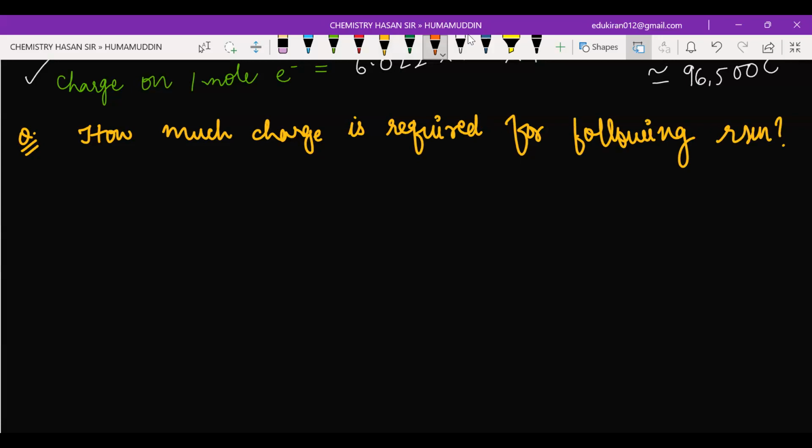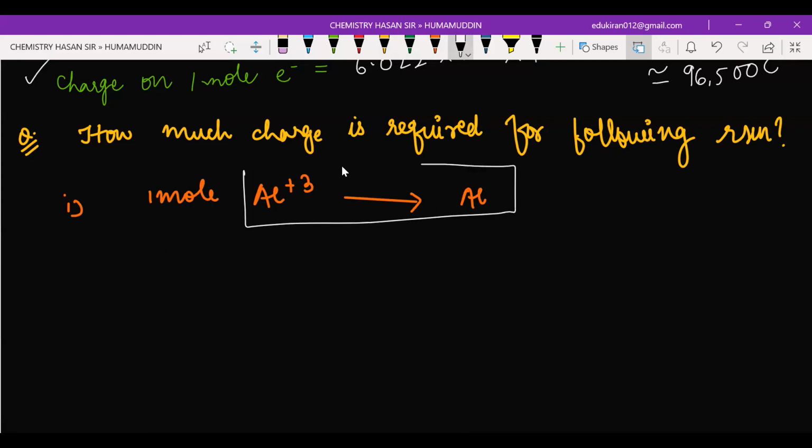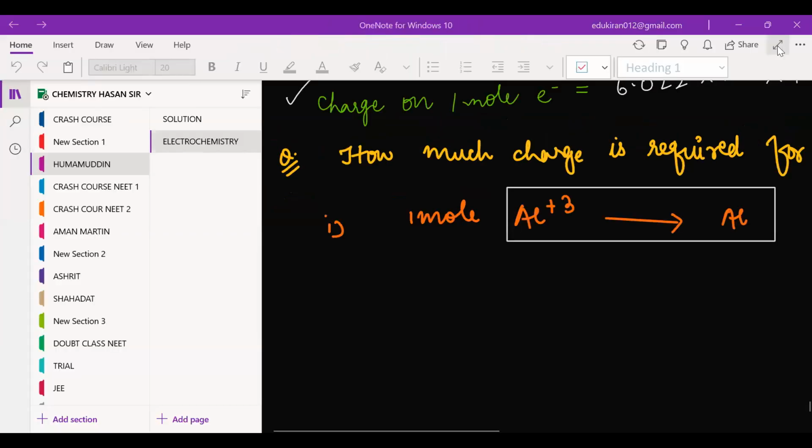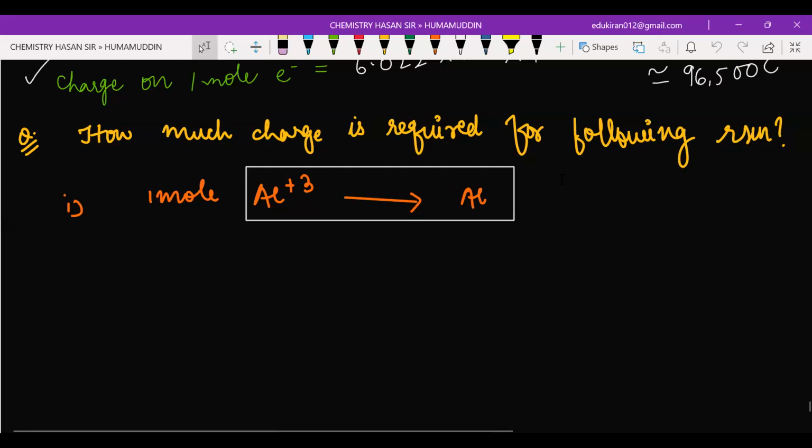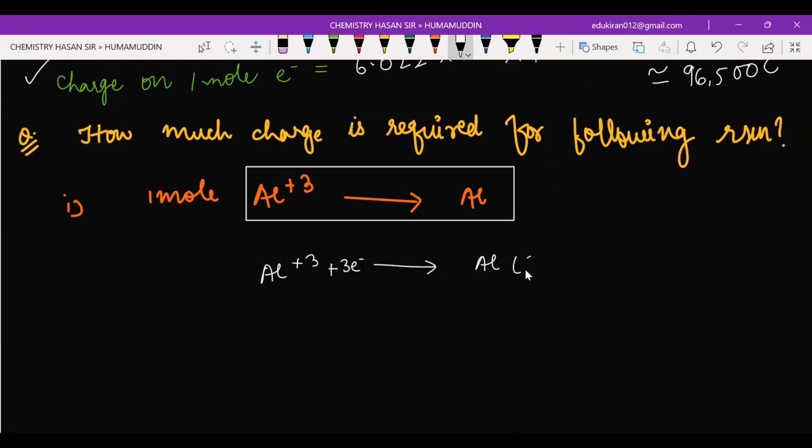For the following reaction, the first thing I'm going to write is 1 mole Al+3 converted into Al, aluminium solid. So how much charge is required to convert 1 mole Al+3 into 1 mole Al? For this you are going to focus on this part. Are you able to see the screen? Yes, sir. Now, you know that Al+3 is converted into Al by gaining 3 electrons, yes or no? If it gains 3 electrons, it will neutralize itself and convert into aluminium solid, yes or no?